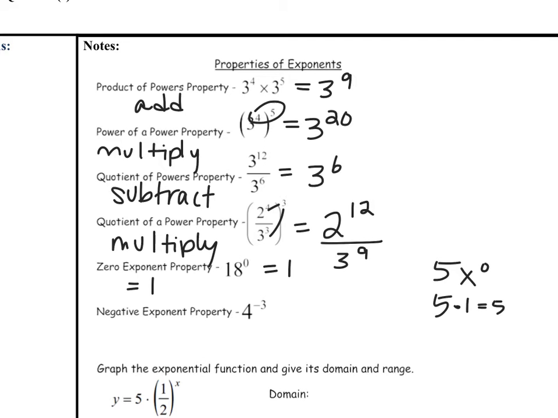Okay. And last one, negative exponents, what do? It's the reciprocal. You can send it to the other side. So this would be 1 over 4 to the 3rd. We don't like negative exponents, they're salty.